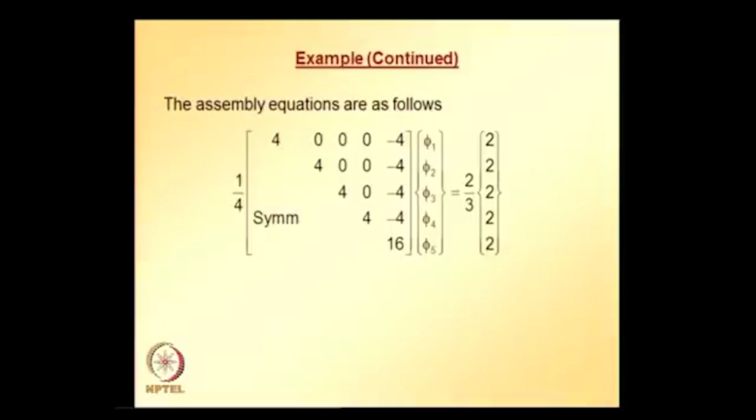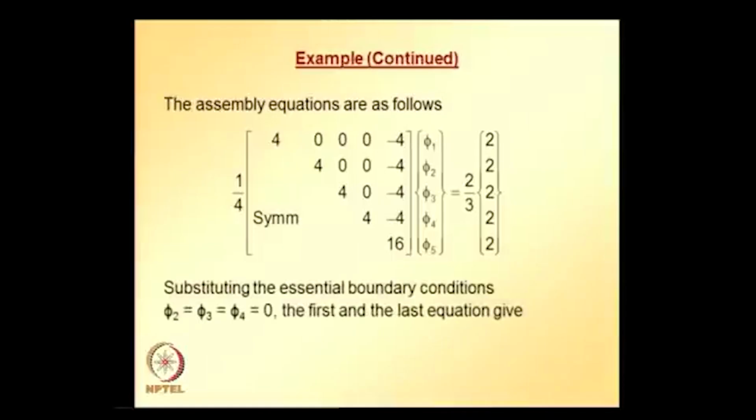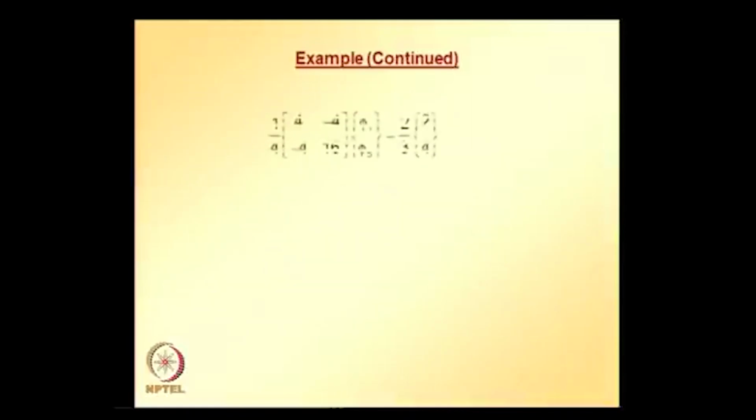And we know that stress potential is equal to 0 on the boundary, that is along nodes 2, 4 and 3. So, substituting the essential boundary condition, that is stress potential value at nodes 2, 3, 4 is equal to 0, we will be left with only the first and last equations, and solving those two equations we get phi 1 and phi 5 as these values.